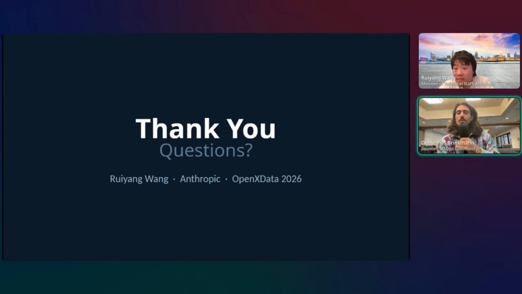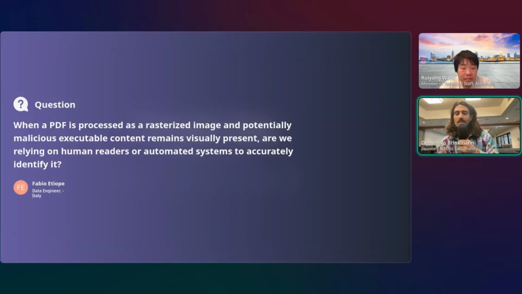Here's the question coming through. When a PDF is processed as a rasterized image and potentially malicious executable content remains visually present, are we relying on human readers or automated systems to accurately identify it?